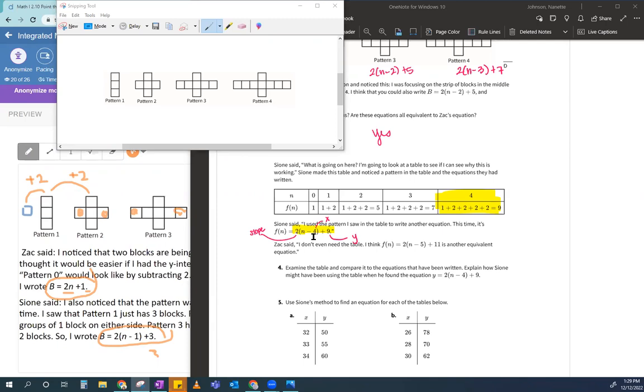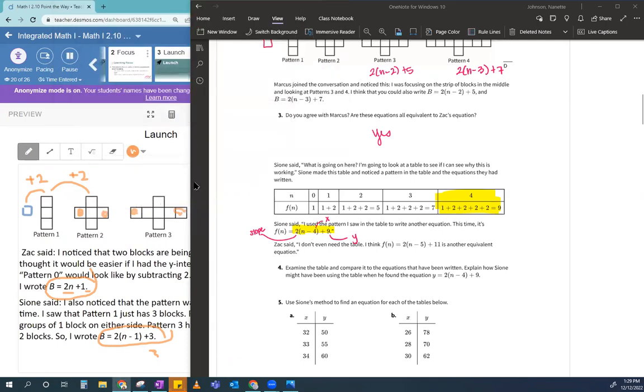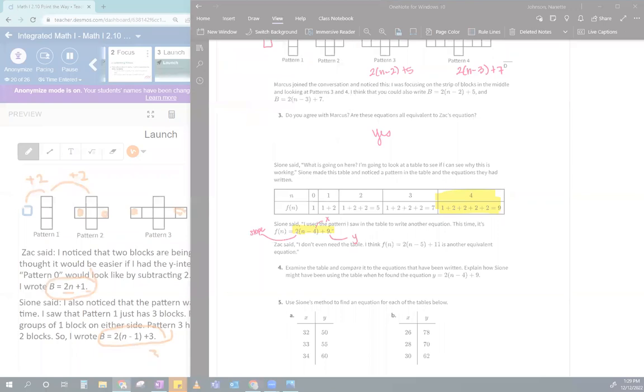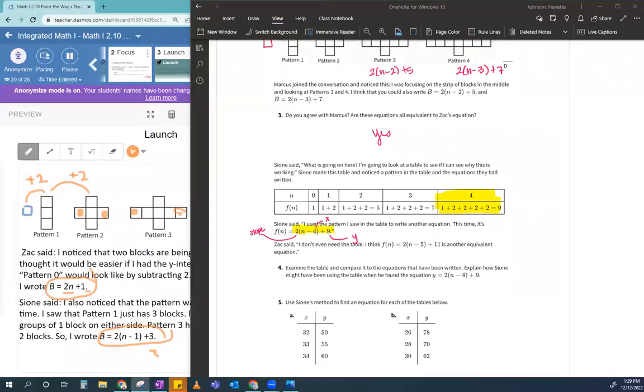Someone else said, Ms. Johnson, 9 is the value for when n is 4. I got to clip that because that's powerful right there. 9 is the value for when n is 4. This is very true. So I need to copy this. Right, 9 is the value for when n is 4. Let's put that right.